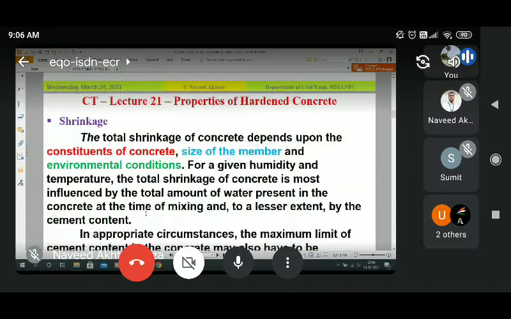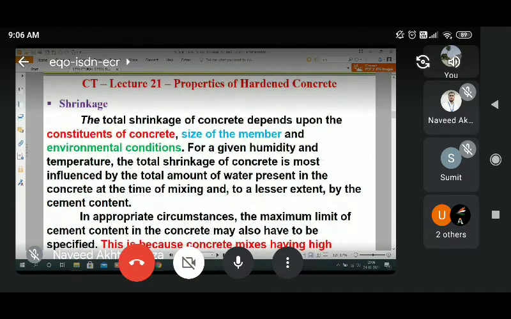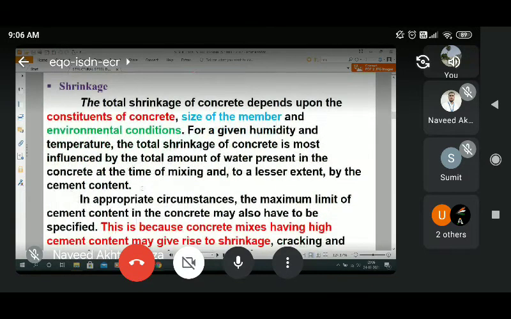So first we will start with shrinkage. There are different types of shrinkages that occur while your concrete changes from the fresh state to the hardened state. Shrinkages are nothing but the reduction of volume of the concrete due to removal of water from the capillary pores.